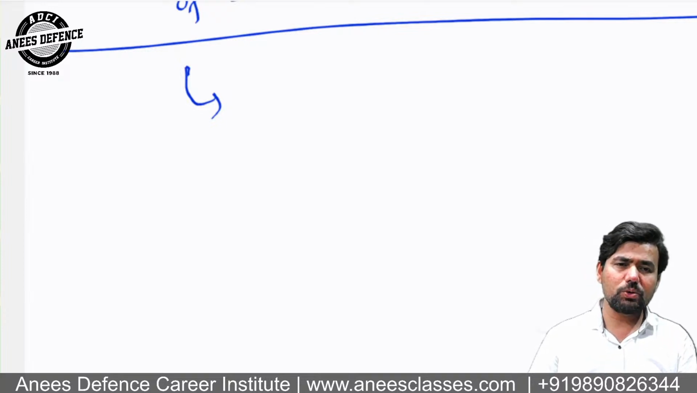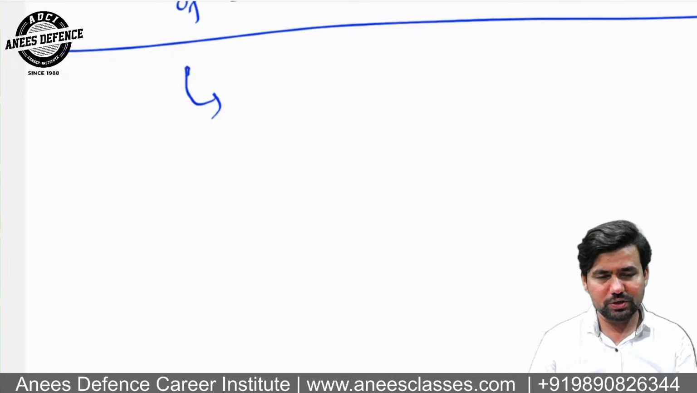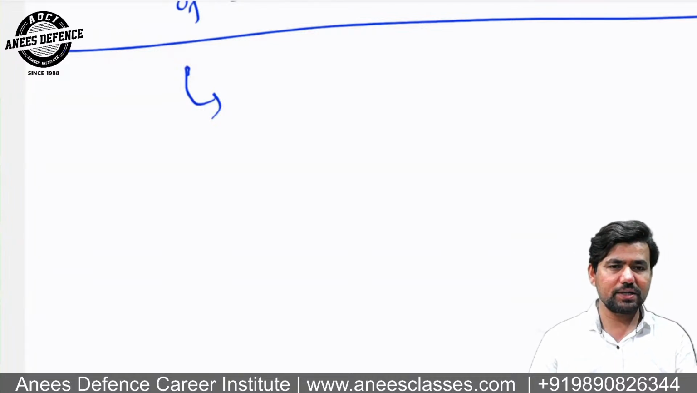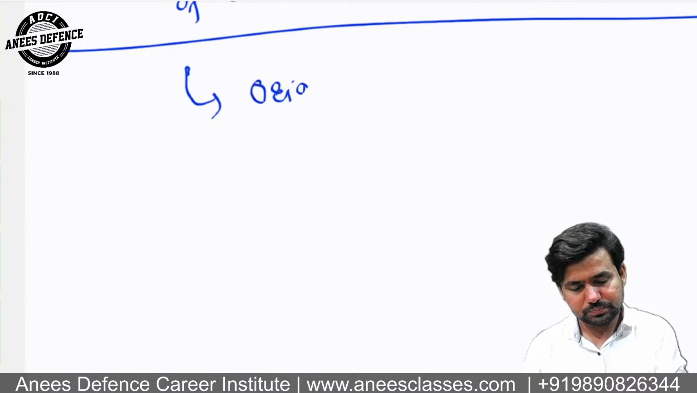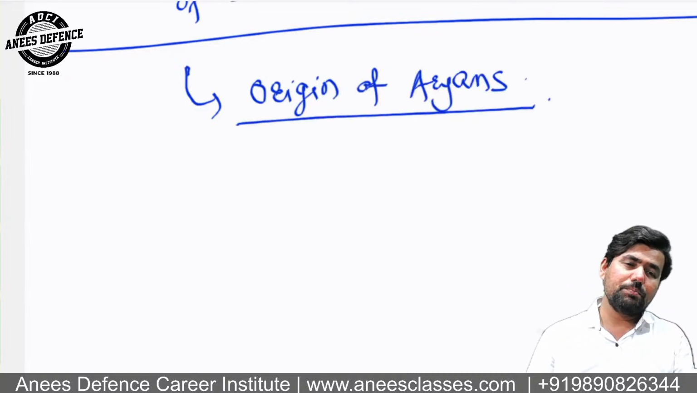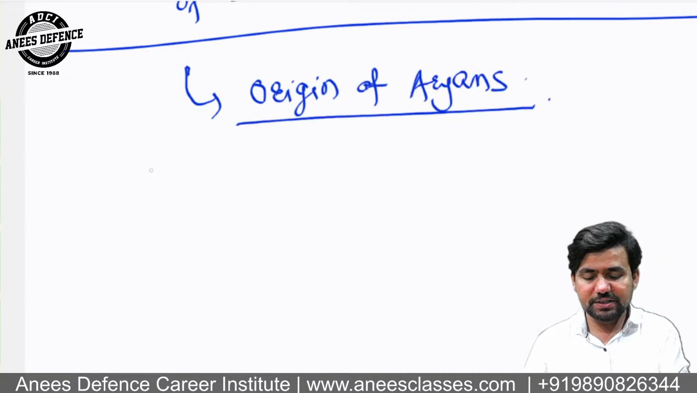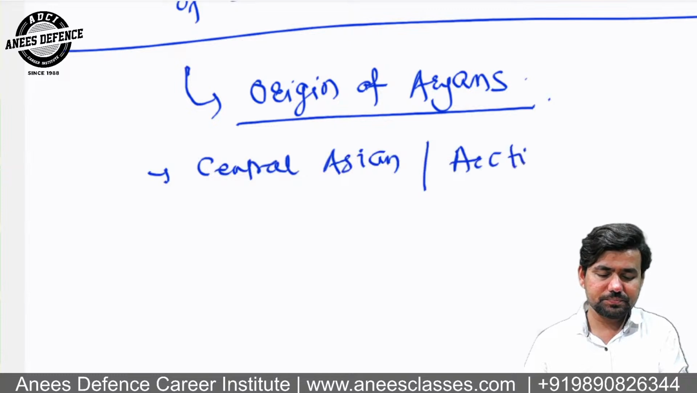There are different views of different scholars and historians about the advent of Aryans in India. Some also talk about the Aryan invasion theory. Some oppose this Aryan invasion theory. But we will talk about what NCERT has said and what the majority of the historians believe about the origin of Aryans. Majority of the historians believe that Aryans came from the Central Asian region, or some believe they came from the Arctic region.